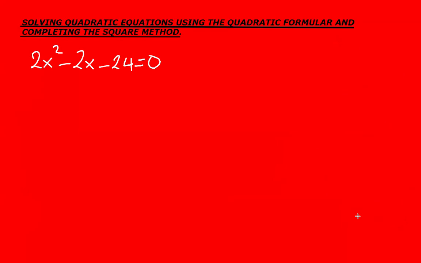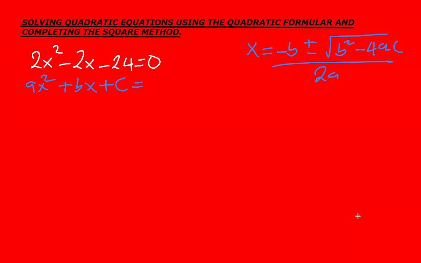All right, so there it is. Now, what does the quadratic formula state? The quadratic formula states, I'm going to write it here. x is equal to minus b plus or minus the square root of b squared minus 4ac, everything over 2a. That's the quadratic formula. Remember, all quadratic equations have the general form of ax squared plus bx plus c is equal to 0.